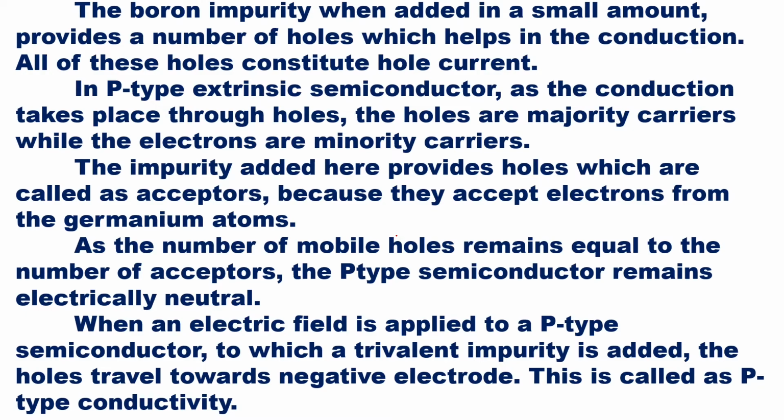The impurity added here provides holes which are called acceptors, because they are not donating electrons, they are accepting, because they accept electrons from the germanium atom. As the number of mobile holes, that is moving holes, remains equal to the number of acceptors, the p-type semiconductor remains electrically neutral. When an electric field is applied to a p-type semiconductor to which a trivalent impurity is added, the holes travel towards the negative electrode. This is called p-type conductivity.